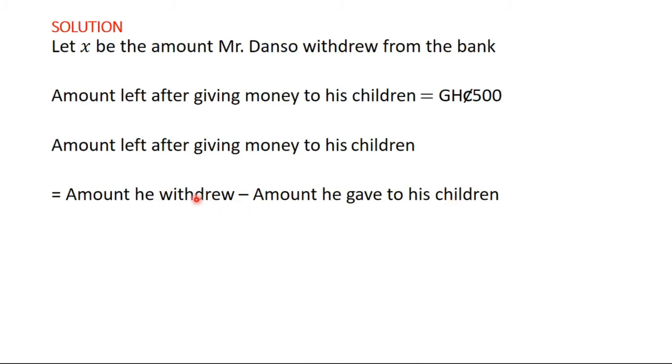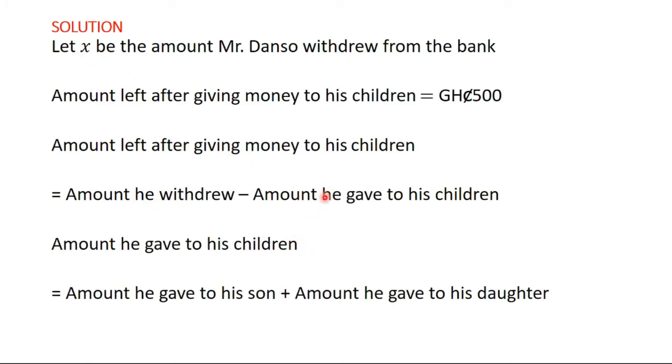We already know the amount he withdrew from the bank to be X in this case. So what we have to find is the amount of money he gave to his children. Now if we're able to compute this, we can equate this whole thing here to 500 Ghana cedis. So we are going to look for the fraction form of this. So let's begin by finding the amount of money he gave to his children, since we already know the amount he withdrew from the bank to be X.